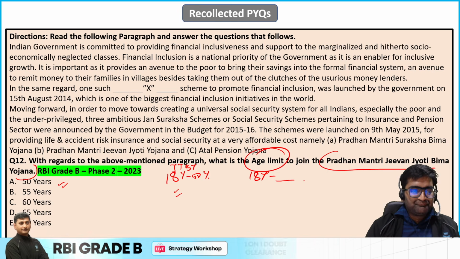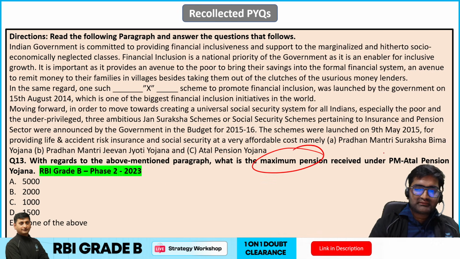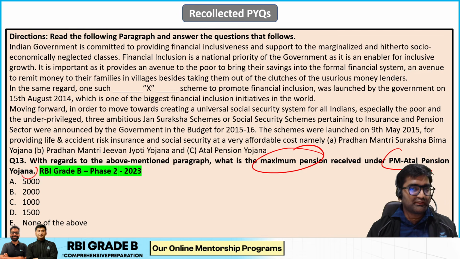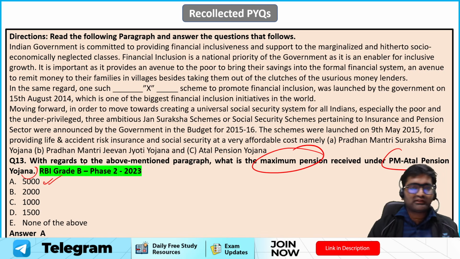Okay. With regard to the above mentioned paragraph, what is the maximum pension received as per the Pradhan Mantri Atal Pension Yojana? Already I have told you, so please pause the video and tell me the answer. Yes, if you have answered A 5000, that is absolutely the right answer.